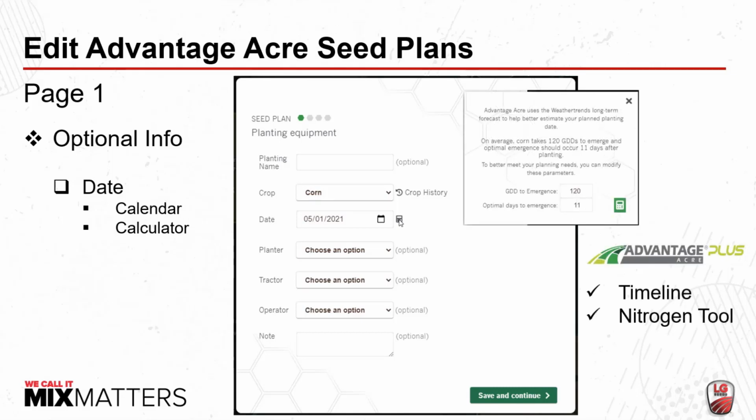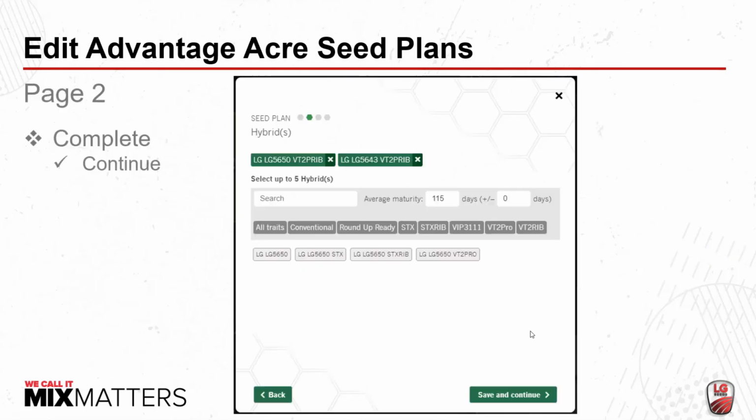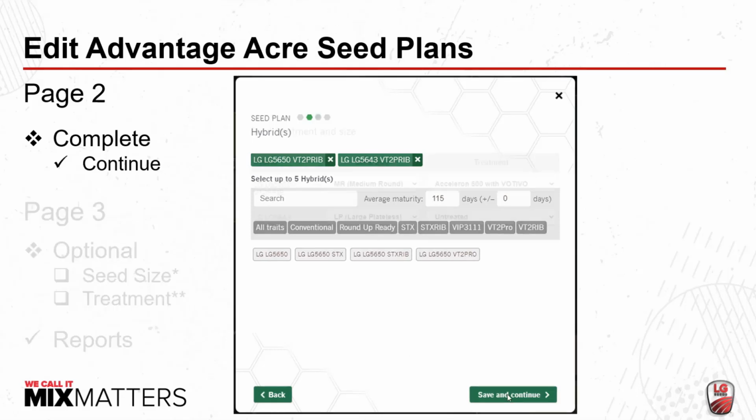If I want to do that, I know that I have the option of saying I'll keep my standard GDUs to emergence, which is 120 for corn, 150 for soybean, or I'll change it. In this case, I'm going to change it to 12, tap on my calculator, and see my planting date move backwards about 10 days. Now that definitely will have an impact on crop development in the timeline and the nitrogen tool, both of which are options available for me if I'm on Advantage Acre Plus. Okay? If I move on, I can basically skip page 2 because it's the products and the traits and I've already chosen them. So I'm going to hit Save and Continue.